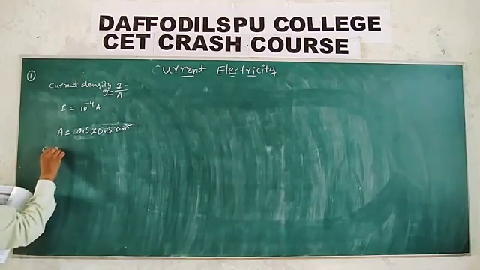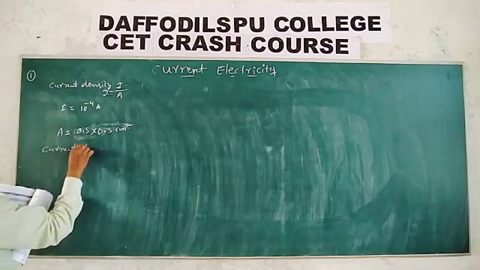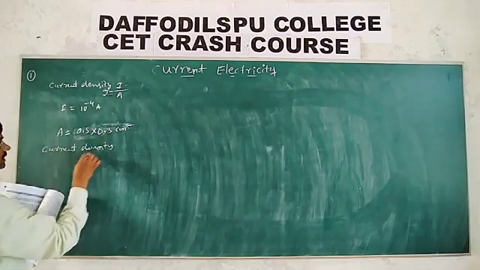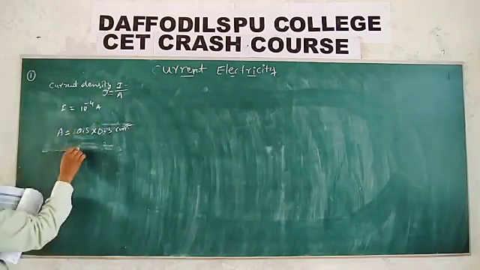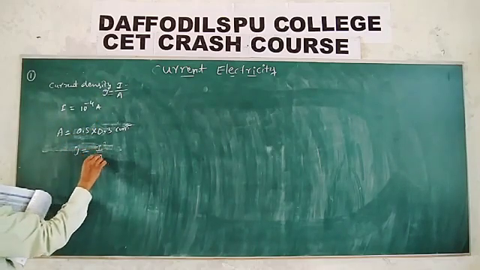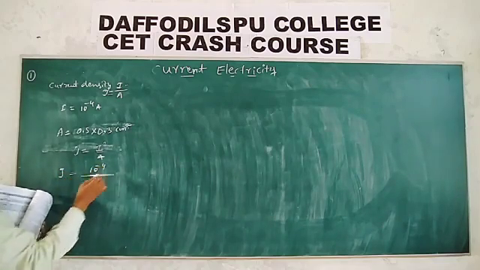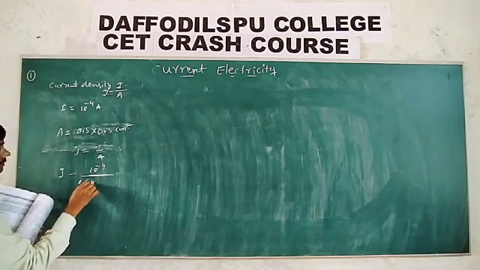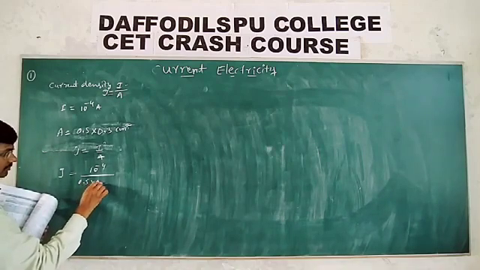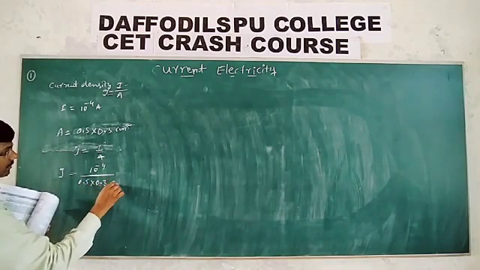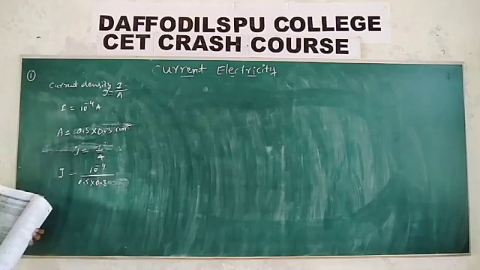Remember, what is current density? Current density, in electricity, we have written already J is equal to I by A. I is equal to current, 10 power minus 4, by 0.5 into 10 power minus 3 centimeter square, ampere per second.